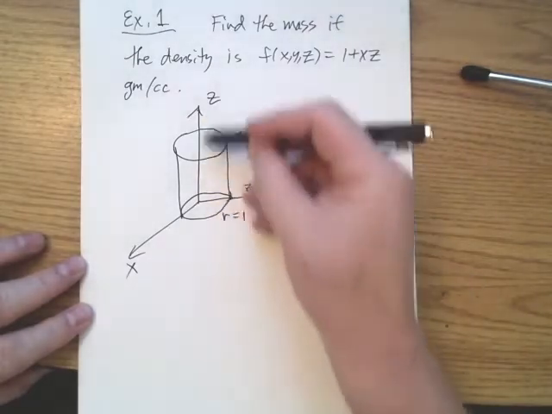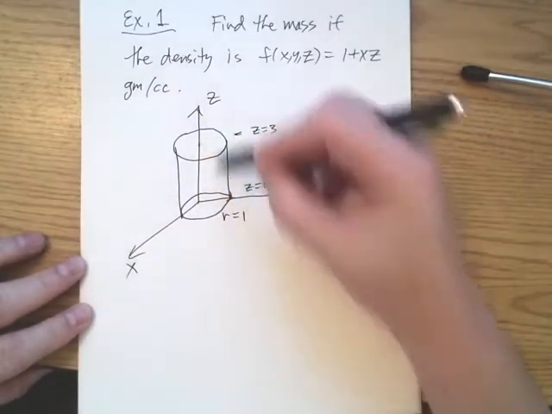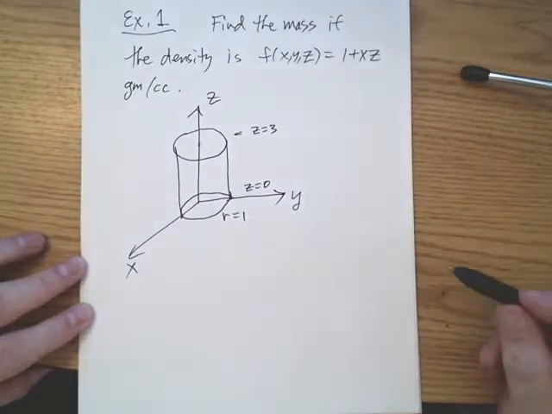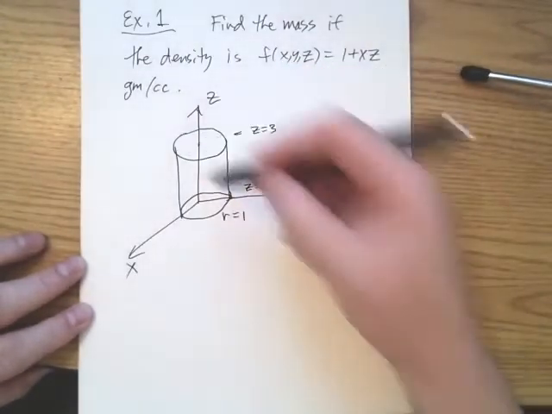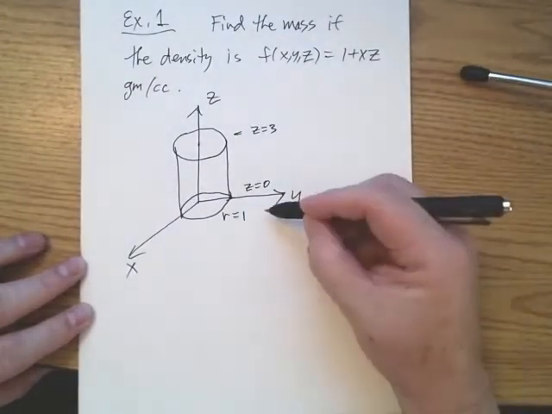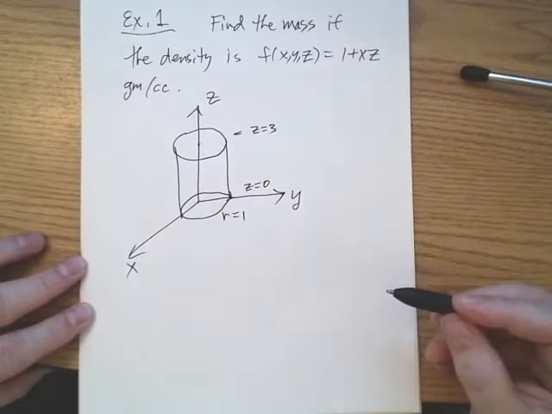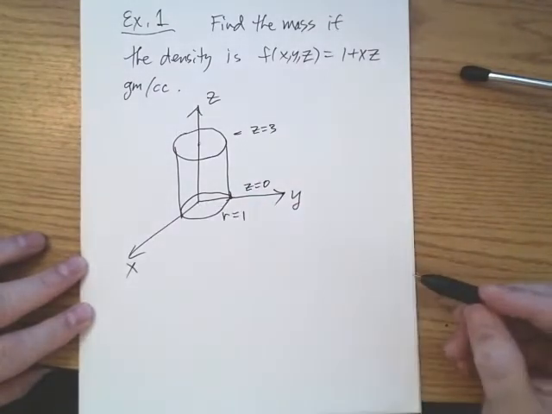The right circular cylinder is supposed to have an axis of symmetry being the positive z-axis here. It's bounded by the xy plane. It's also bounded on top by the plane z equals 3. So we've got z equals 0 and z equals 3 as boundaries here. The radius of the cylinder is 1.